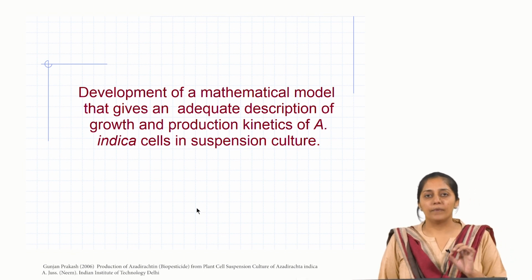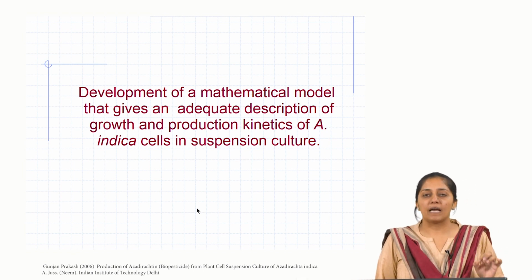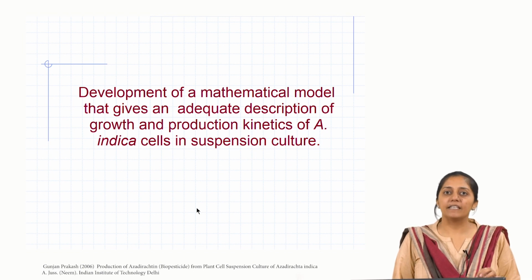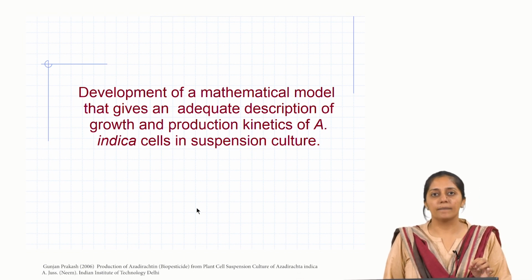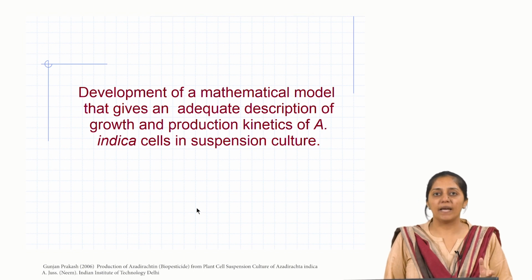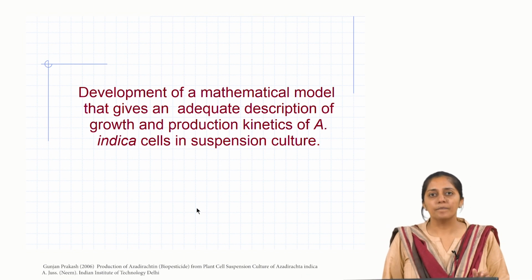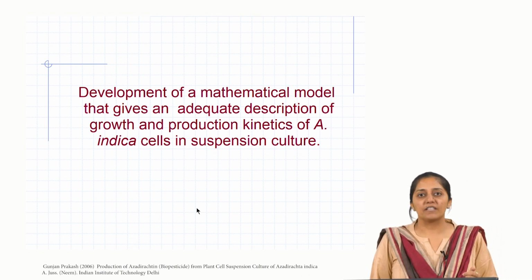Then they went on to establish batch kinetics in different types of reactors, where it was stirred tank reactor, then bubble column reactor, and even in stirred tank reactor they tried different impellers, thereby changing the mass transfer characteristics and the mixing time, and they saw the effect on the batch kinetics.